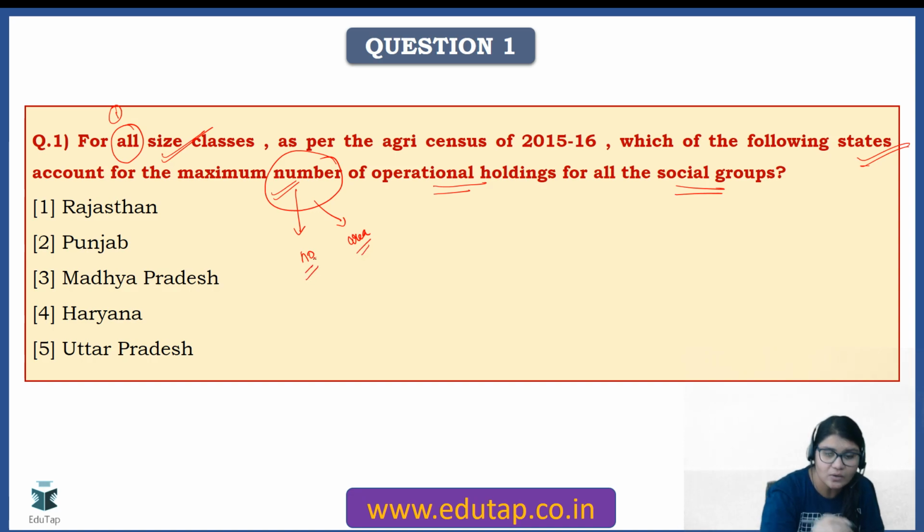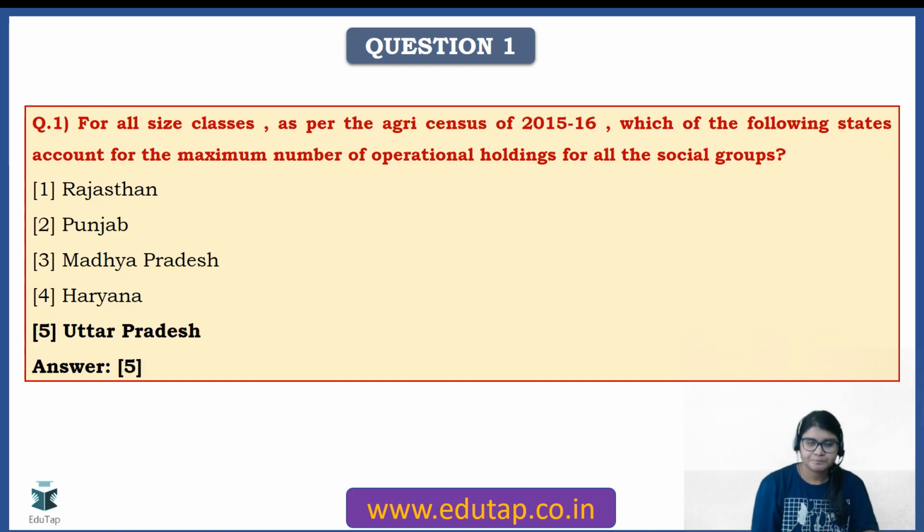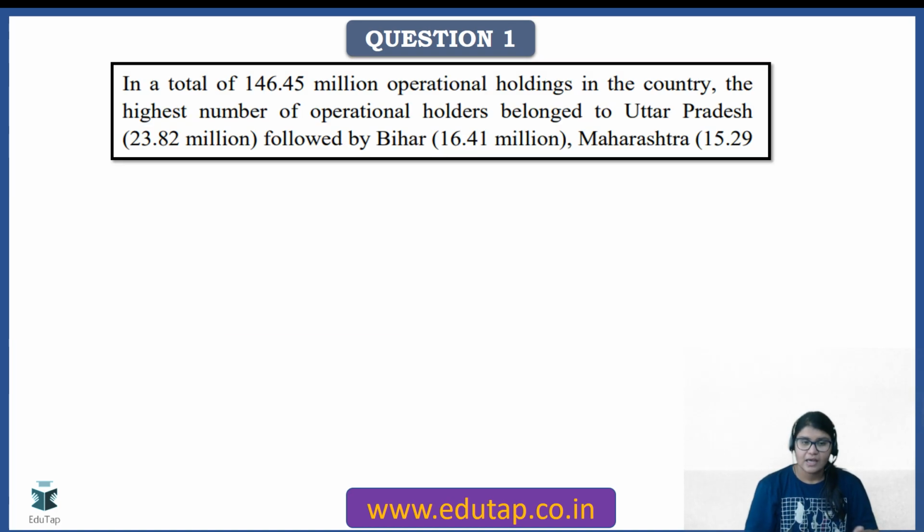Number means I'm counting 1, 2, 3, 4. Area means how much it covers geographically. Okay, so for all social groups, this is the third thing that you need to keep in mind. The answer for this particular question, friends, it is Uttar Pradesh. Okay, so just you need to memorize. As I told you, there's nothing much I can explain except for the fact that I can tell you what are the important pointers in the question, right? Coming to this explanation here, so you can see in a total of 146.45 million operational holdings. This is the number, okay?